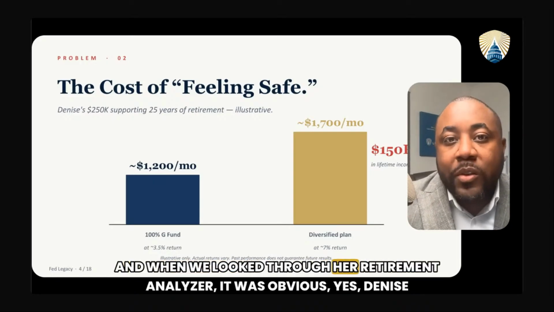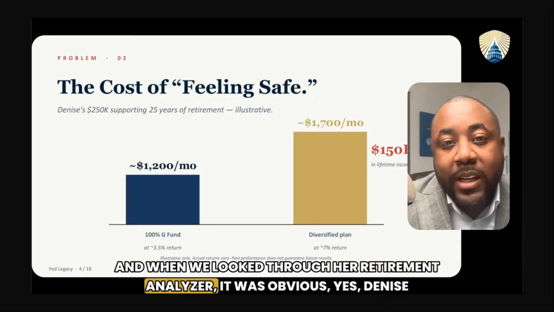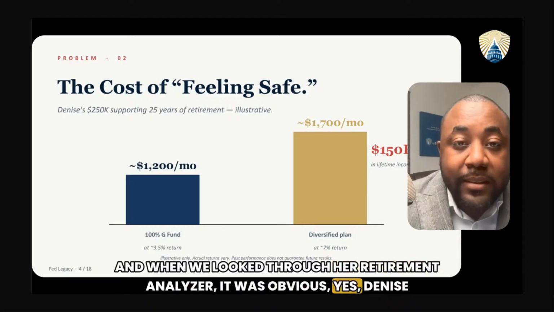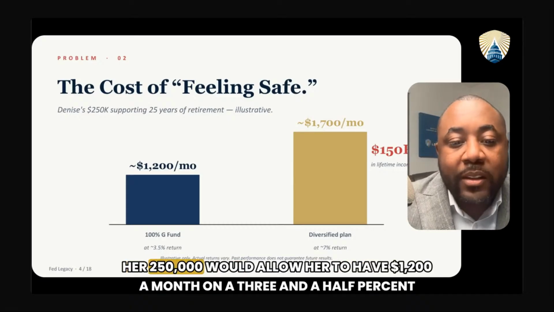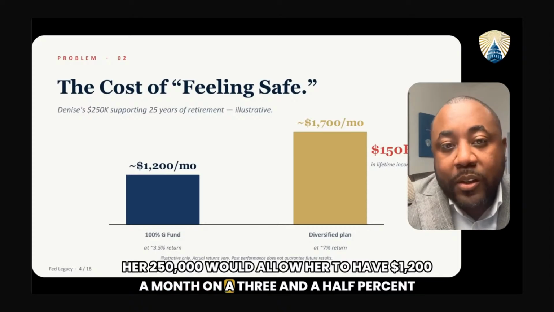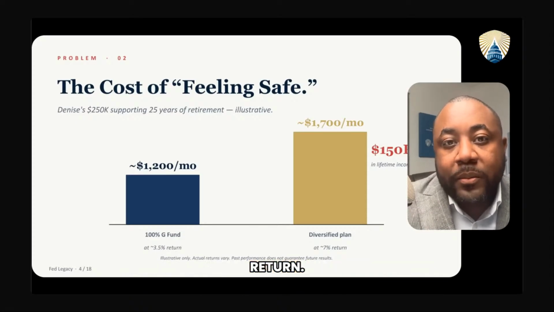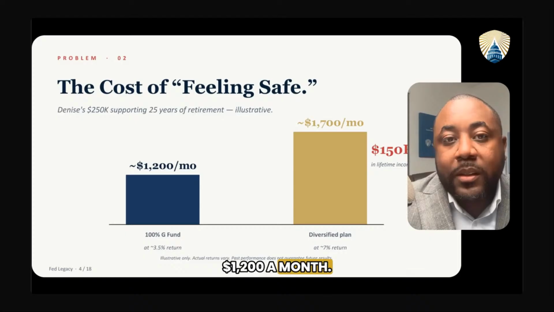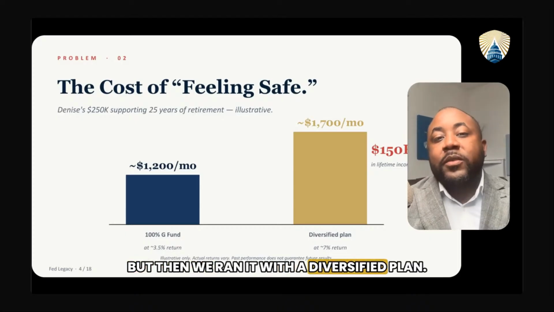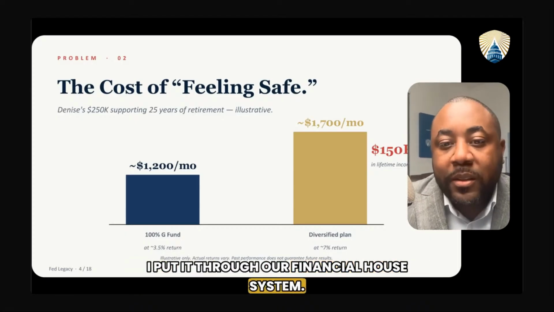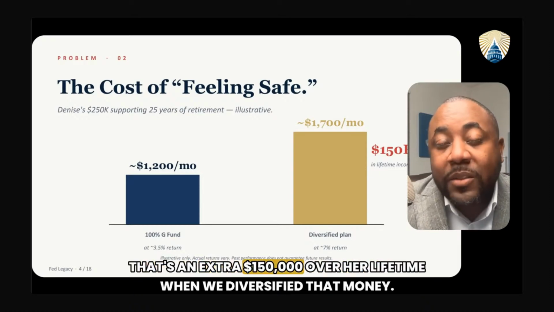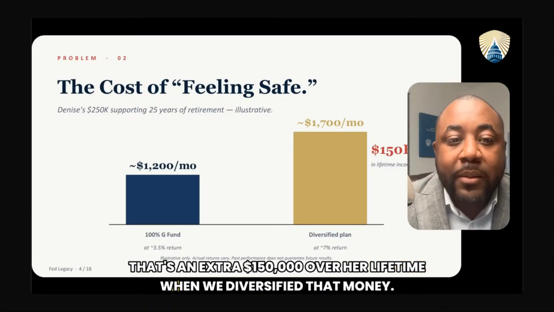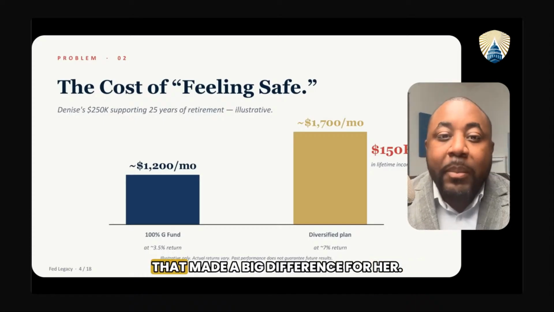When we looked through her strategy, when we looked through her retirement analyzer, it was obvious that yes, Denise needed this money for retirement. So we ran her numbers. Her $250,000 would allow her to have $1,200 a month on a 3.5% return, right? That's it, $1,200 a month. But when we ran it with a diversified plan, through our financial house system, it was $1,700 a month. That's an extra $150,000 over her lifetime when we diversified that money. That made a big difference for her.